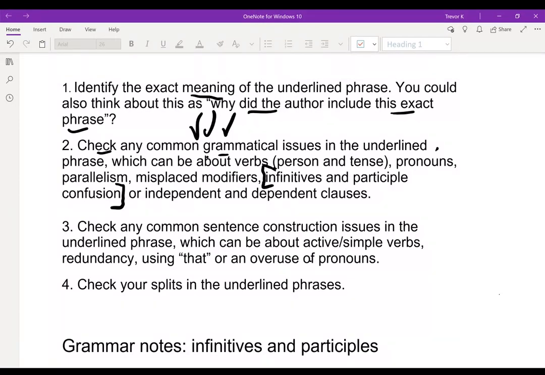So let's talk about infinitives and participle confusion, because this is something that not only do GMAT sentences tend to confuse, but most GMAT sentence correction guides tend to confuse. I don't think I've ever seen a sentence correction guide get this right, which is why I really wanted to make a video about it. So I'm going to get into exactly how this works.